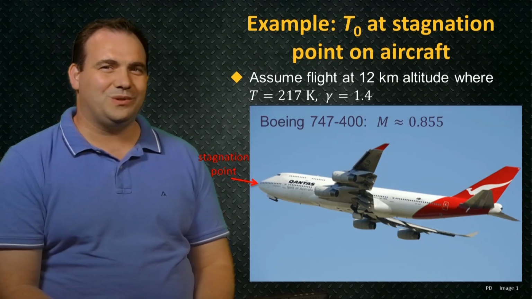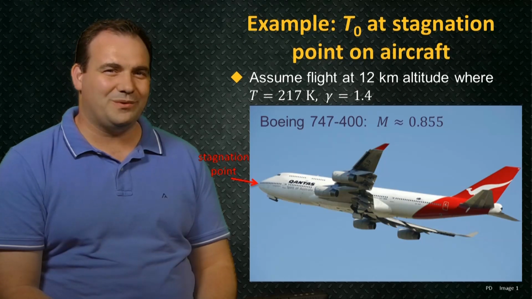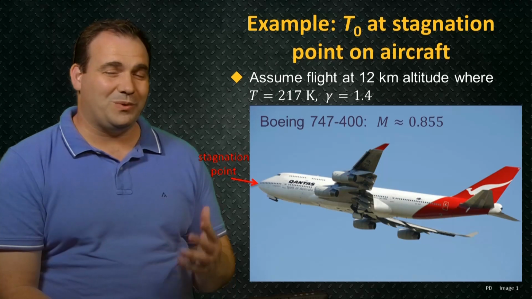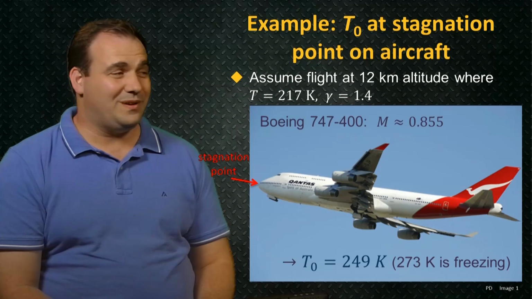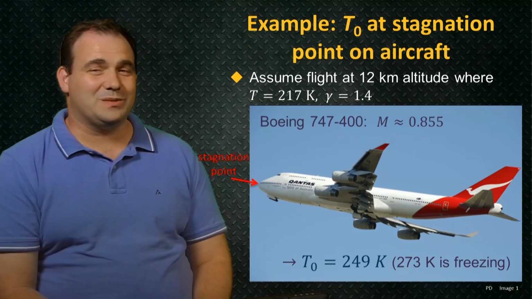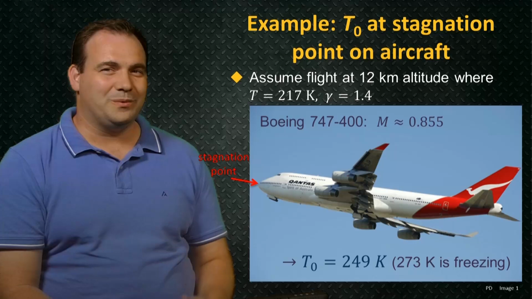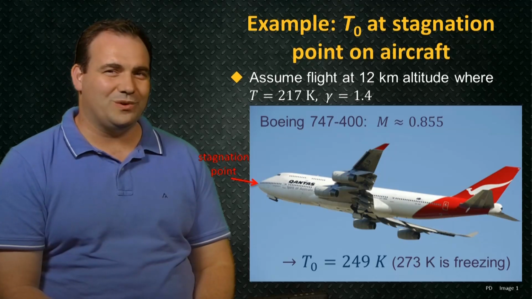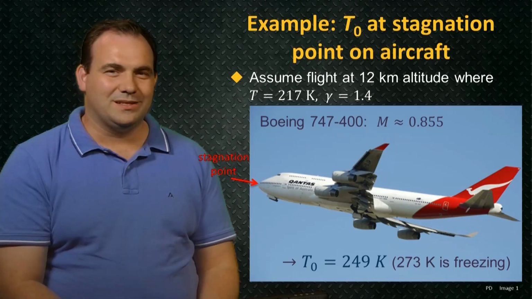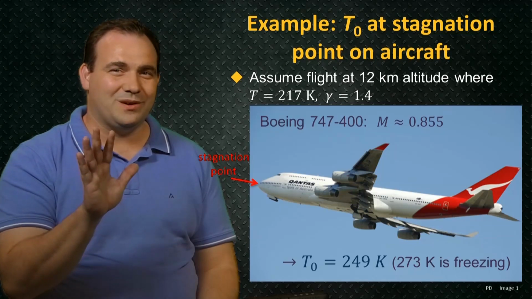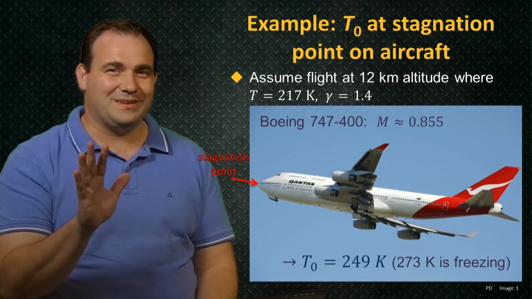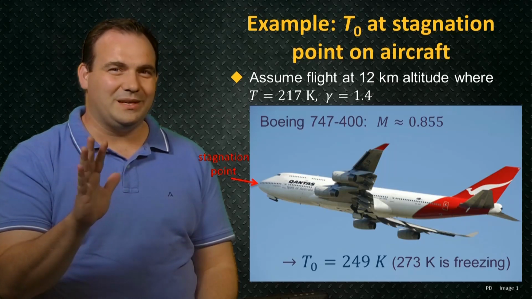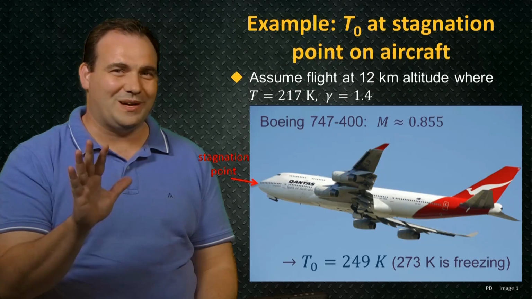The first example is of a Boeing 747-400, which has a cruise Mach number of about 0.85. If we apply our relation for stagnation temperature to these parameters, we find that the stagnation temperature is about 249 Kelvin, which is still well below the freezing point of water, 273 Kelvin. So if you could put your hand out of the window of a 747, which I wouldn't advise, then in addition to having a severe shortage of oxygen, you'd also probably get a severe case of frostbite.